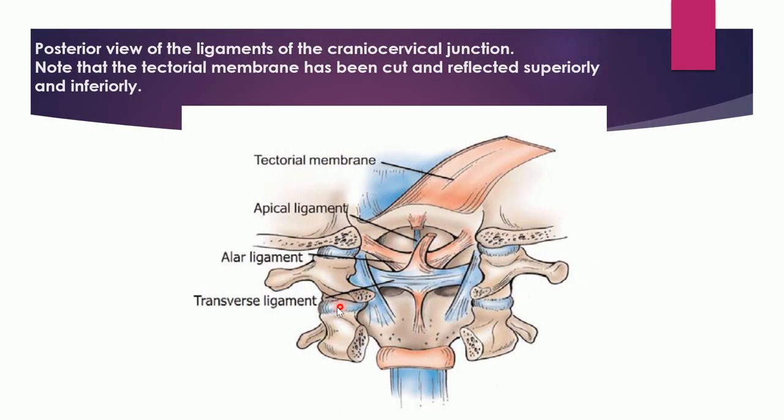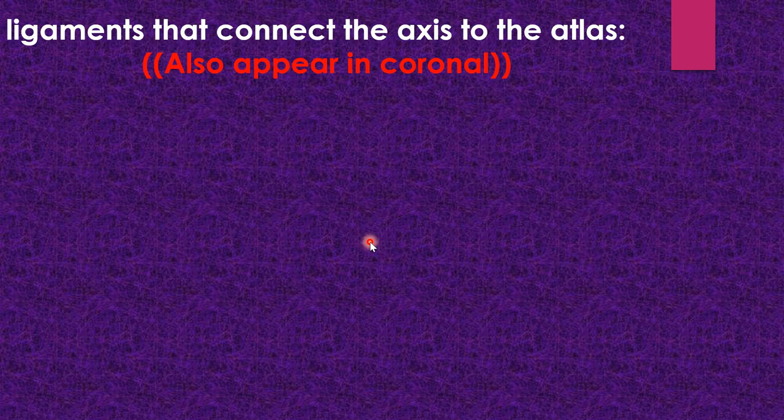Here we can see, in the coronal section, the posterior view of the ligaments found at the craniocervical junction. Here is the tectorial membrane, here is the apical ligament, and here is the alar ligament.